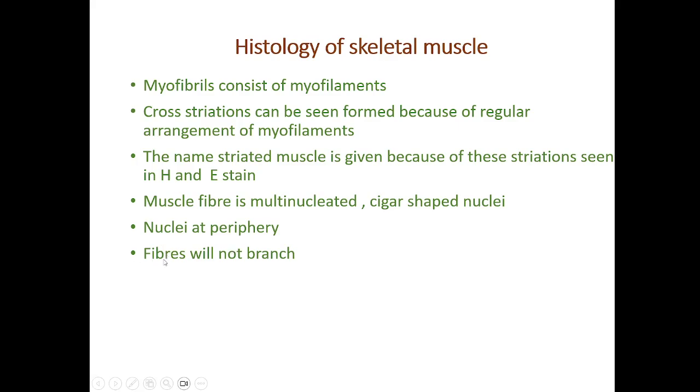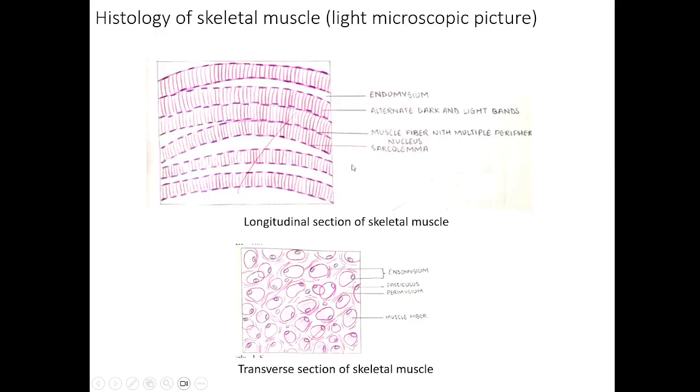And the fibers will never branch. You can hardly see any junction, any cell junctions between the fibers. Here the fibers will not branch. So if you see the slide actually under low power, this is how it will appear.